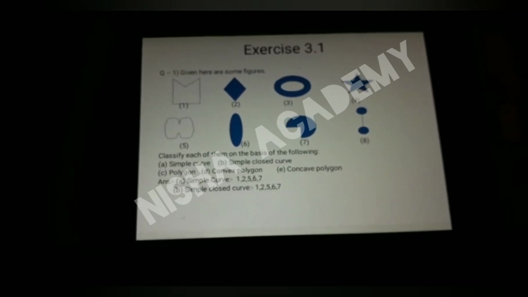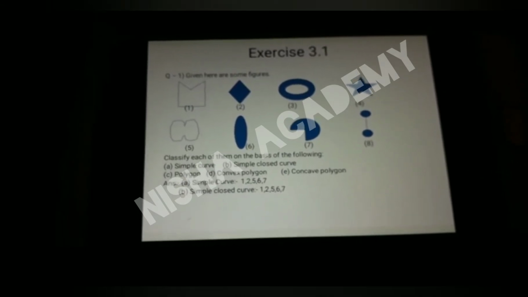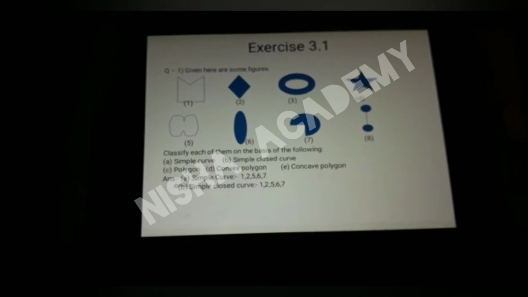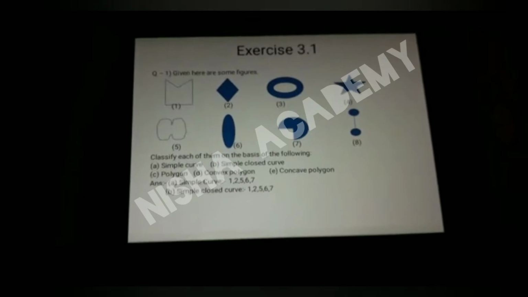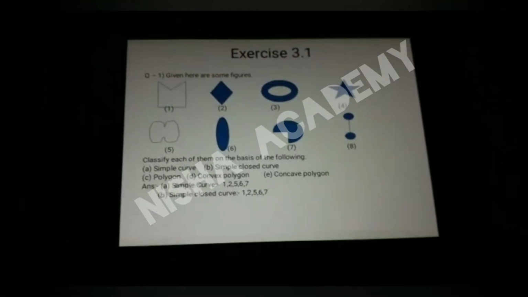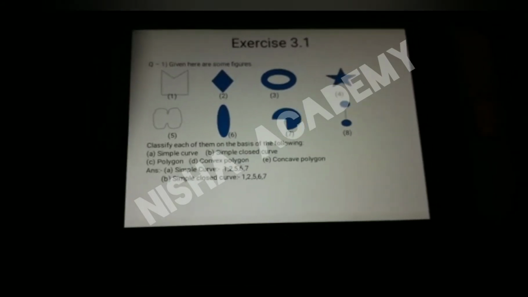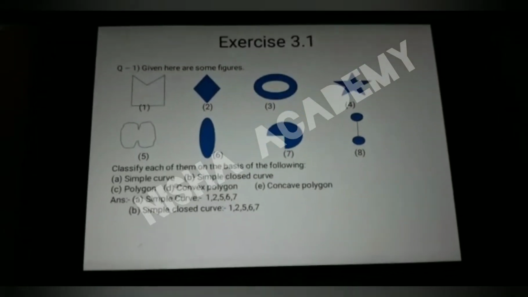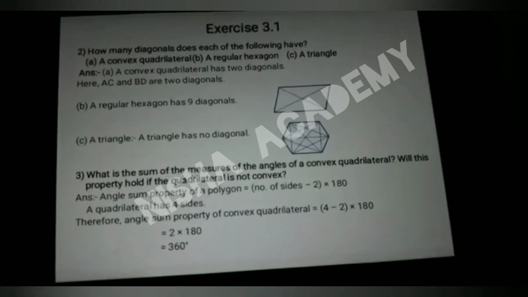Same way, simple closed curve. Closed curve means it encloses an area. Like first, second, you can say third, fifth, sixth and seventh. Fourth is also a simple closed curve. Same way you have to answer which one is the polygon, convex polygon and concave polygon. I have already given you the meaning. You can try it on your own. Going to our second example.